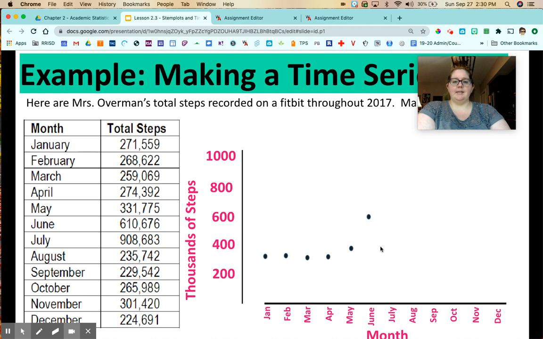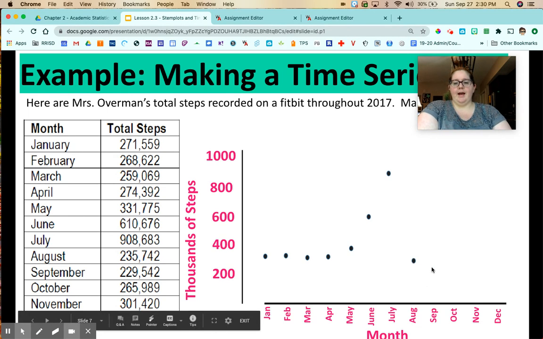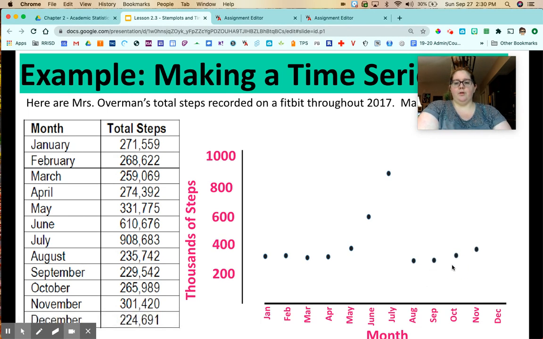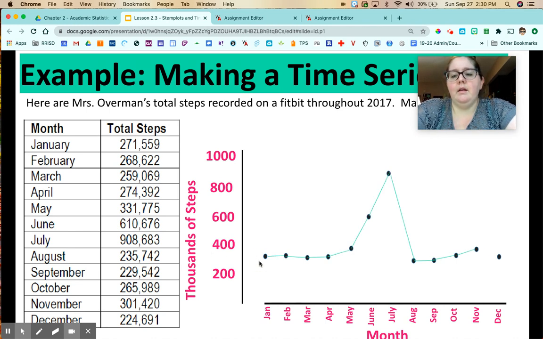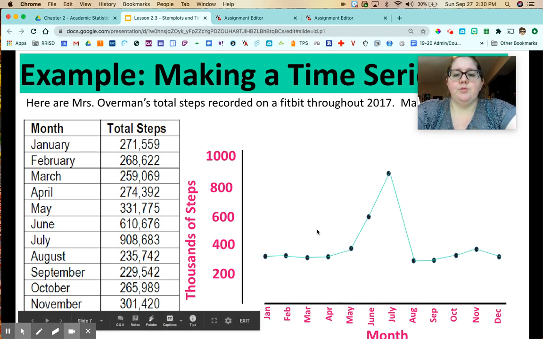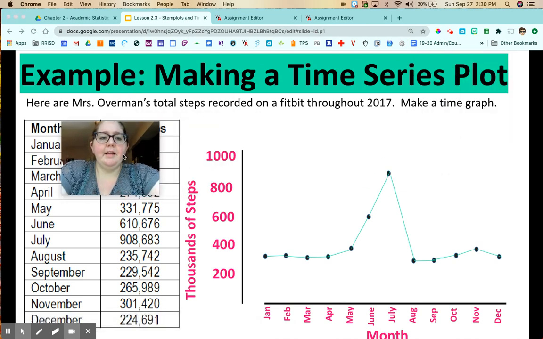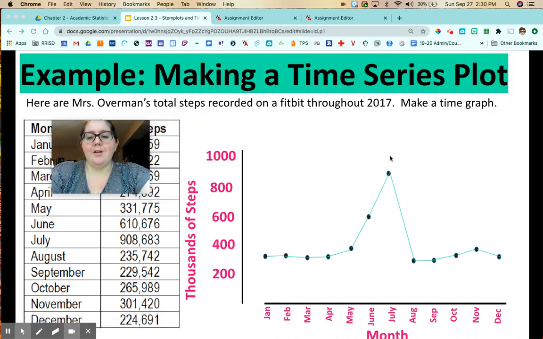June, we jumped to 610,676, which is way up here. There's July, way up at 900,000 and 908,000. August is back down to 235. September, there's October, November, and December. And then just to make it a really nice looking time series graph, I'm going to connect each of these points with a little line like so that they're connected and I can see the pattern between each month.